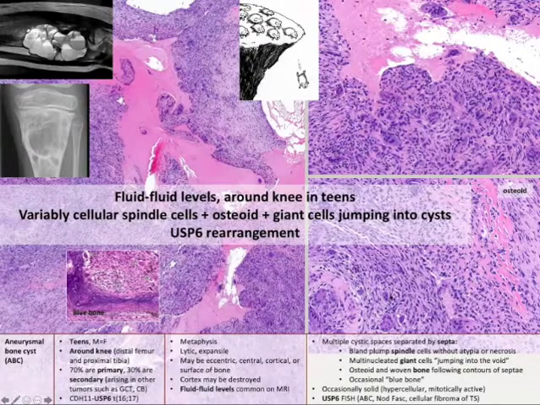A solid ABC has some spindled stroma, some pink osteoid, some blue bone, some giant cells, but always, whether solid or cystic, should have USP6 gene rearrangement. If it's secondary ABC change in a pre-existing giant cell tumor, et cetera, it should not have the USP6 rearrangement. That's only for primary ABCs, right?